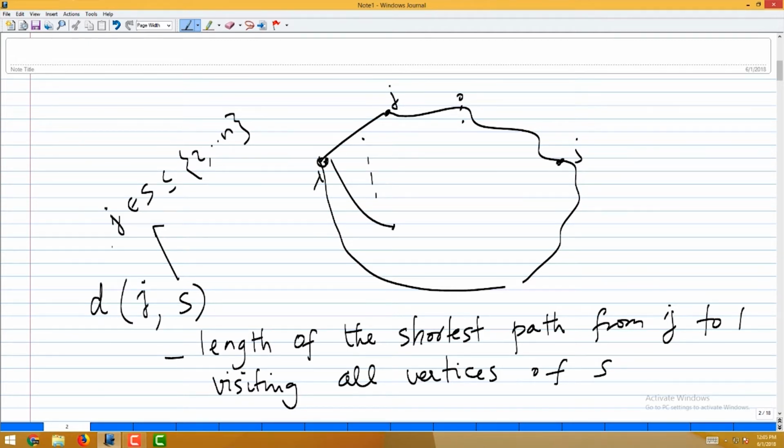Suppose S is a singleton set {j}. So S is not empty, because I want j to be in S. If S is a singleton set, then what is this number? Just read what it is saying: the length of the shortest path from j to 1 visiting all vertices of S, but S contains only j. So I have visited it. What is that length? d(j,1), the length of the direct edge j to 1.